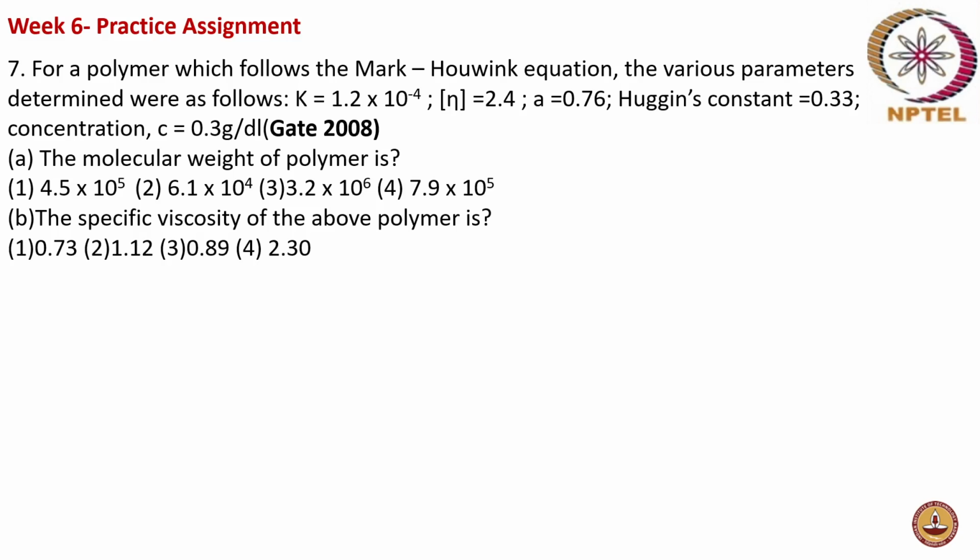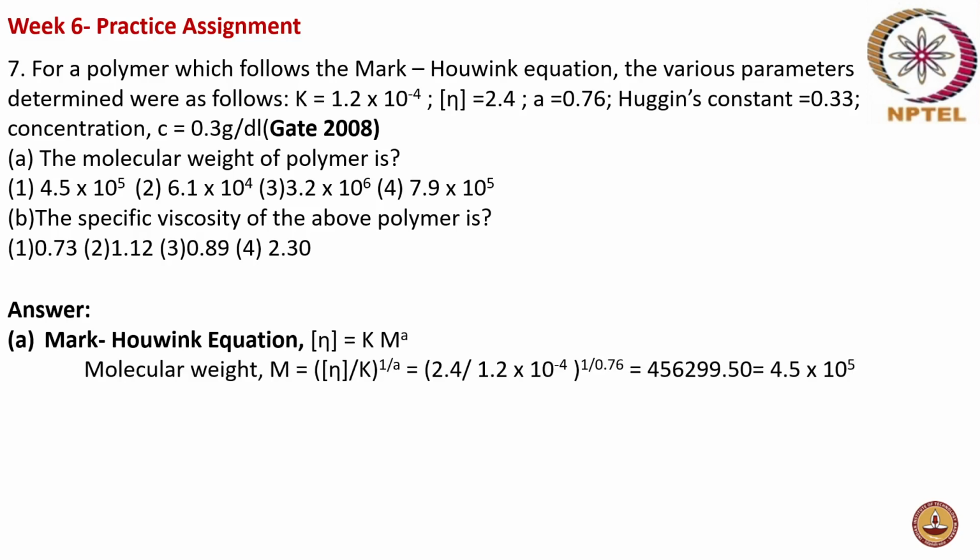How do we proceed with this? At least tell me part A. Ma'am, intrinsic viscosity is equal to K into M power A. Yes, that is the formula, the Mark-Houwink equation. So we have all the information except for M. M is the molecular weight, right? Yes, ma'am. So as you said, intrinsic viscosity is equal to K into M power A, where M is the molecular weight. You have all the other information except the molecular weight. So you can incorporate it and you will end up with molecular weight as 4.5 into 10 power 5.